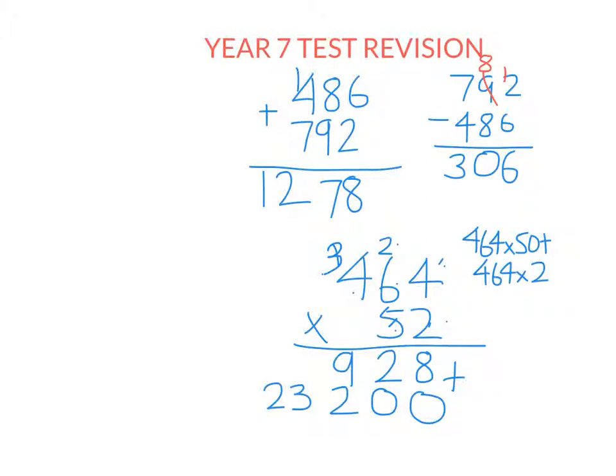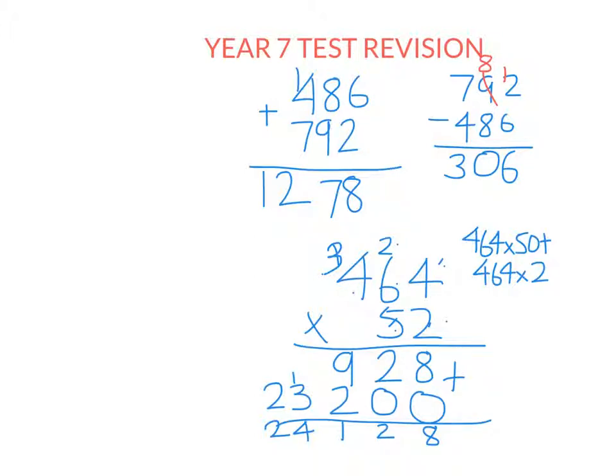So let's add these together. 8 plus 0 is 8. 2 plus 0 is 2. 9 plus 2 is 11, so put down the 1 and carry the 1. And 1 and 3 is 4. And then the 2's just there by itself. So the total answer is 24,128.